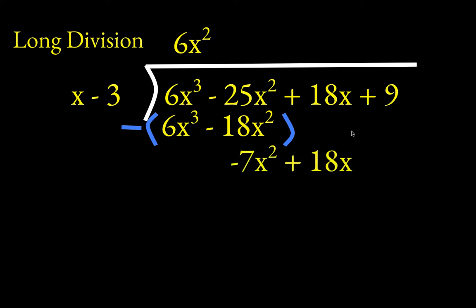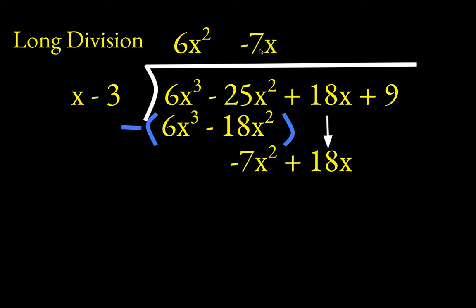And then you simply bring down the next term from above. And so now we have this expression minus 7x squared plus 18x. You play the same game. You think, okay, what would I multiply this leading term by to make minus 7x squared? Well, clearly if I multiplied by minus 7x, multiplied this x by that would do it.